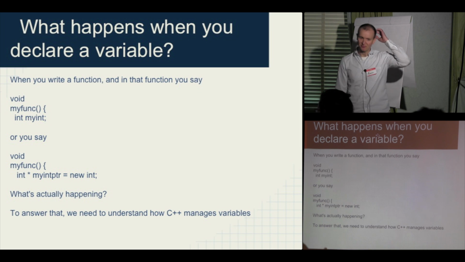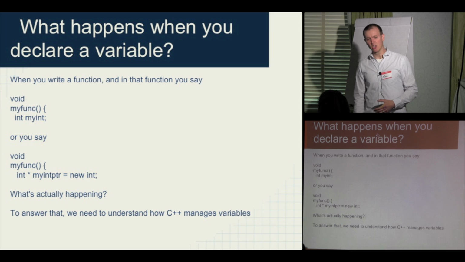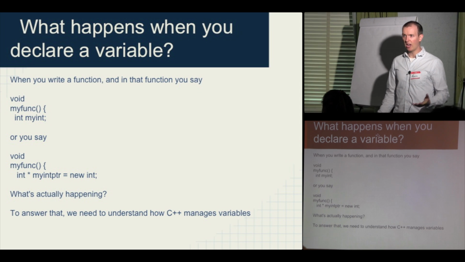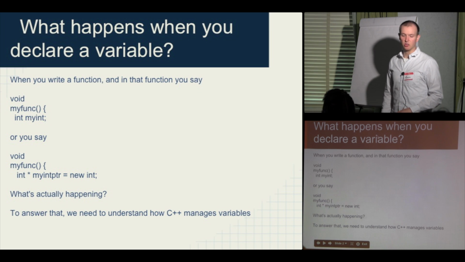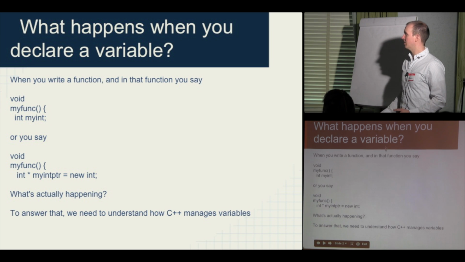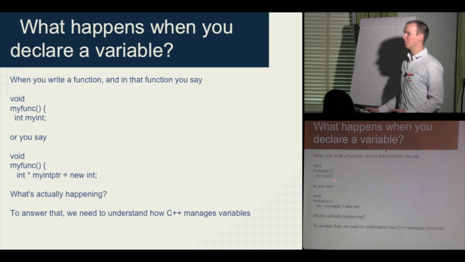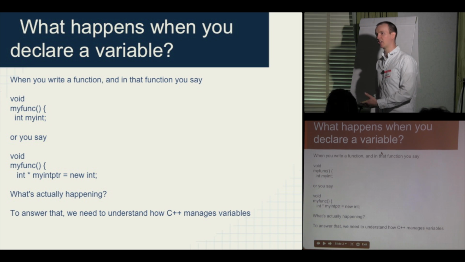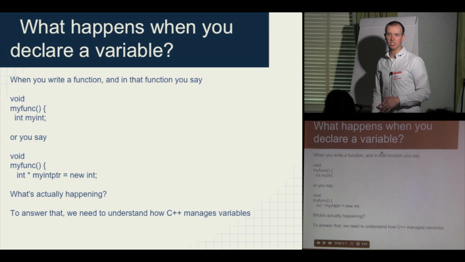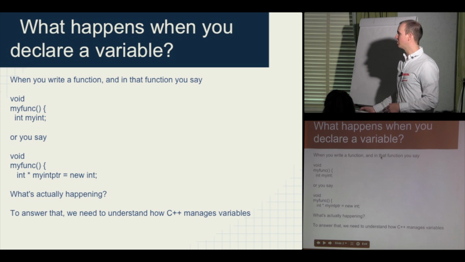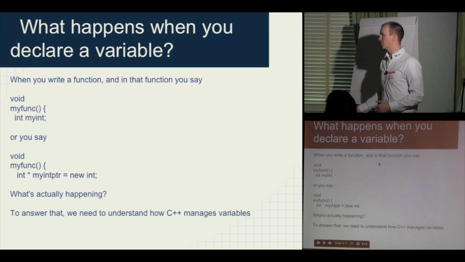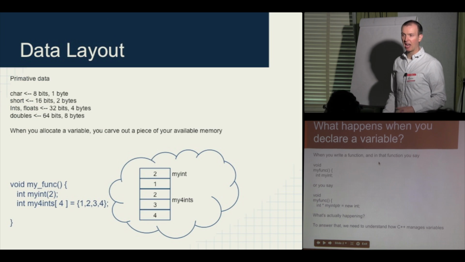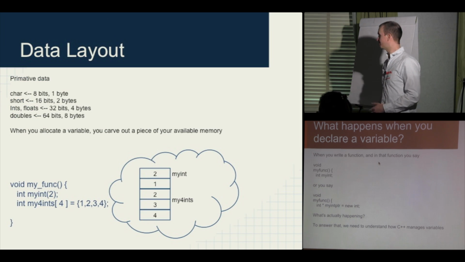No, I'm good. All right, so the question is, broadly speaking, what happens when you declare a variable? Let's say you write a function and you declare this integer myInt. What is actually happening underneath the hood? Or if you have in your function an integer pointer and you ask for a new integer, what's going on there? I'm going to tell you a little bit about how C++ manages variables.